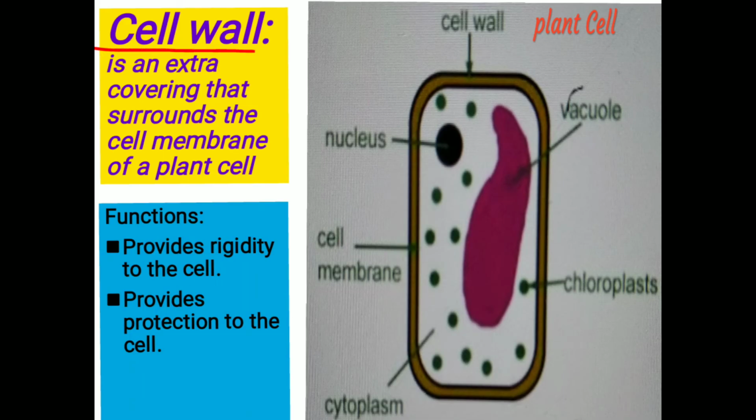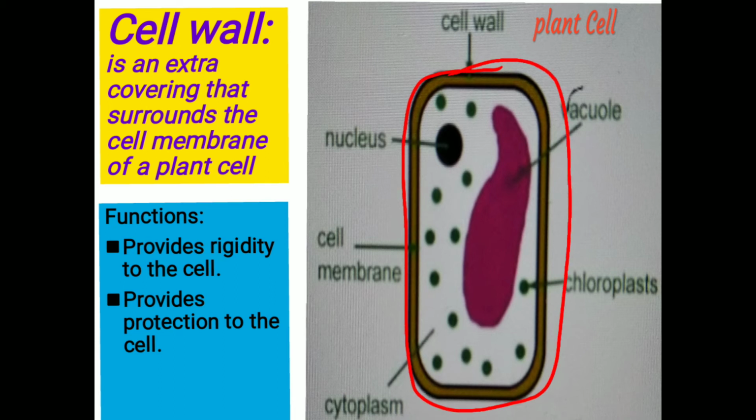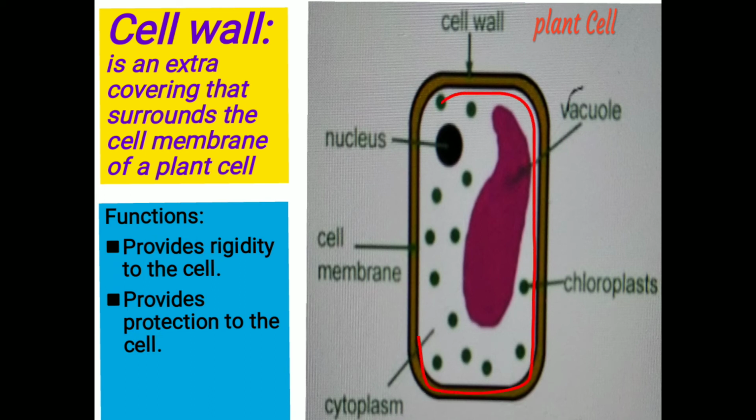Next topic is cell wall. Cell wall is an extra covering that surrounds the cell membrane of the plant cell. This is a plant cell, and this is the extra covering around the plant cell, which protects it from any external injury. It also provides rigidity to the cell, and it is always outside the cell membrane. It is only the plant cell that bears the cell wall.